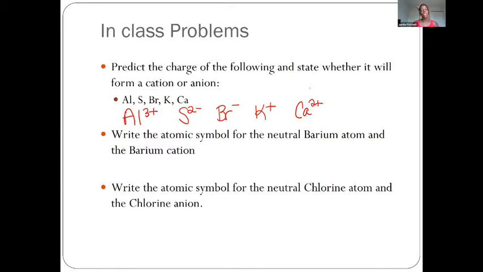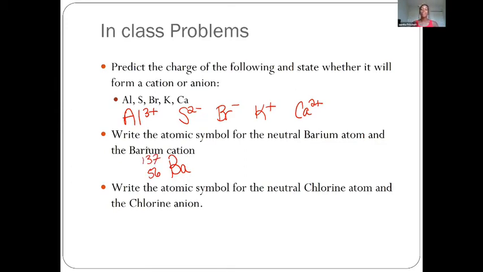So the next question says we want to write the atomic symbol for neutral barium and the barium cation. So remember, the atomic symbol has those 3 components, and we may add an additional piece if we're dealing with an ion. So neutral barium, the symbol is Ba for barium. The atomic number for barium is 56, and that represents the number of protons that we have. The mass number would be 137. And remember, that equals the number of protons plus neutrons.